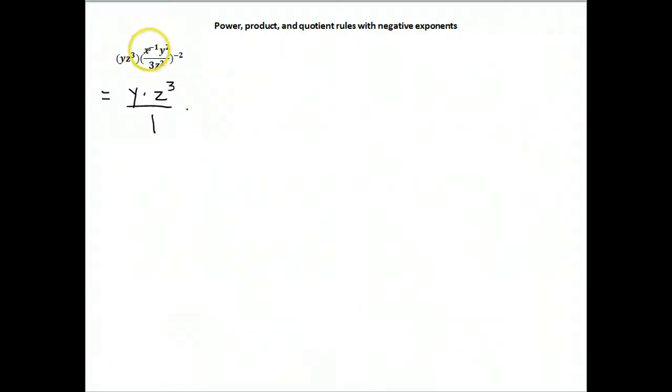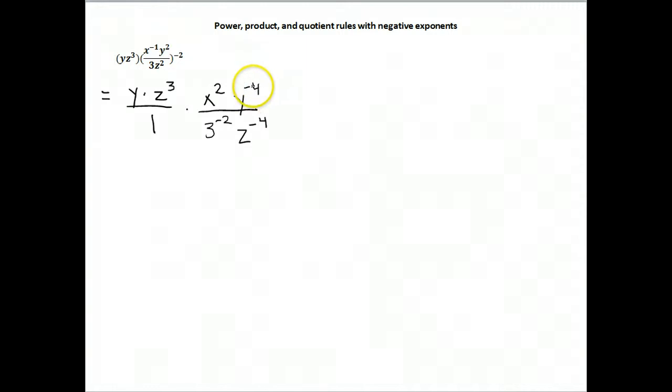So this is going to give us x to the second power, because remember, when we raise a power to a power, we multiply their exponents. This is going to give us y to the negative fourth power. This is going to give us 3 to the negative second power, and then z to the negative 4.